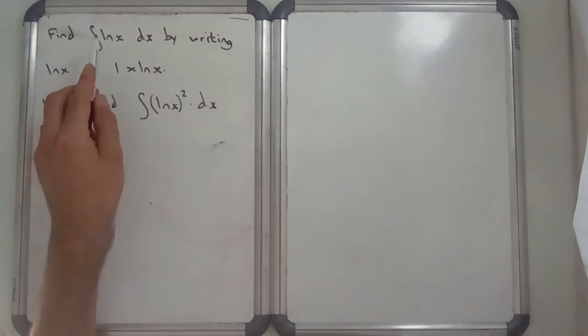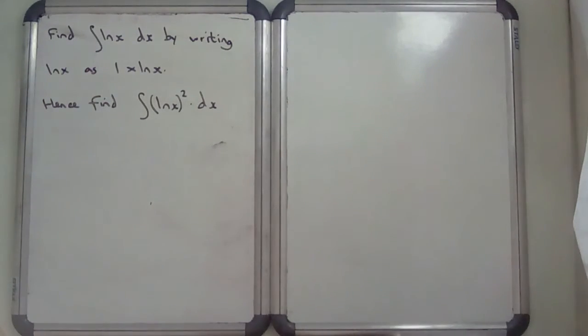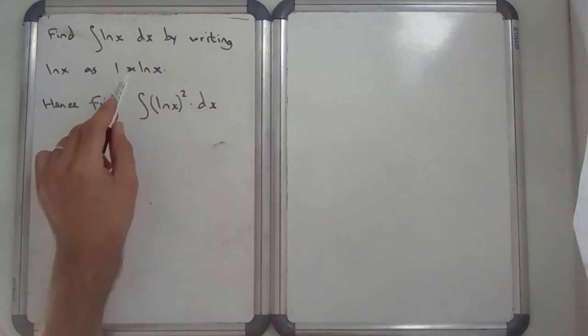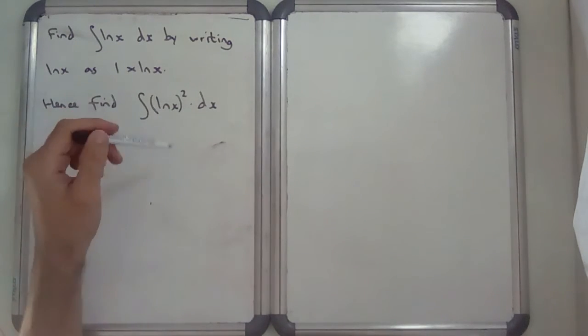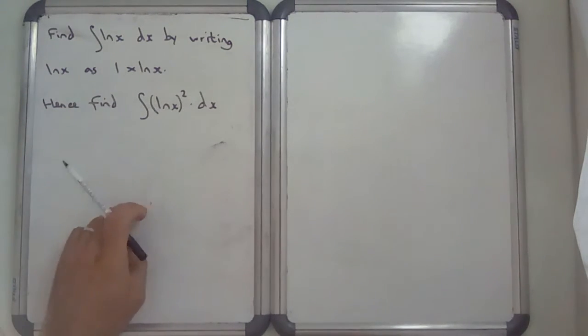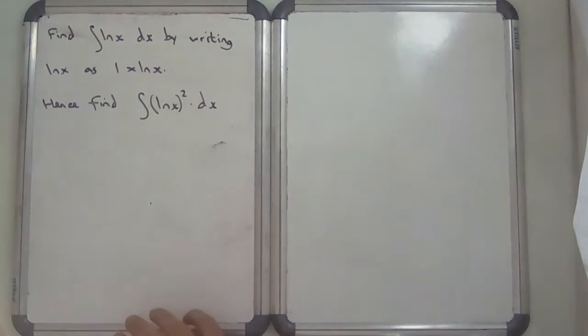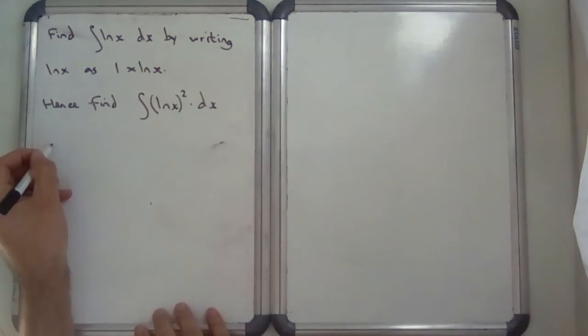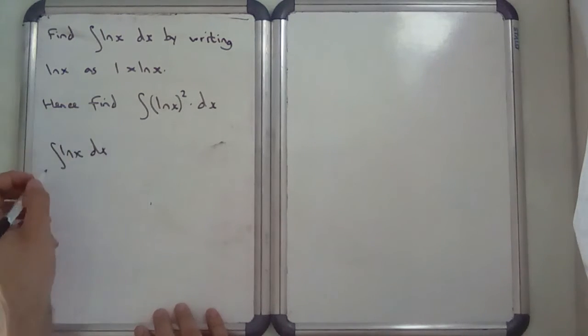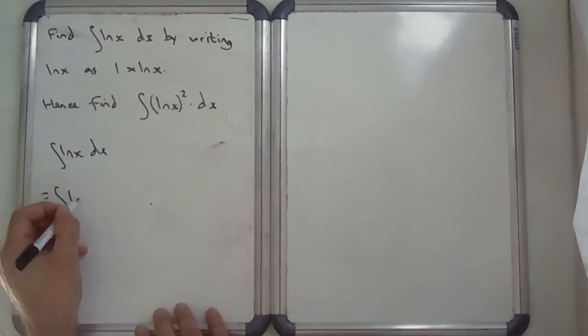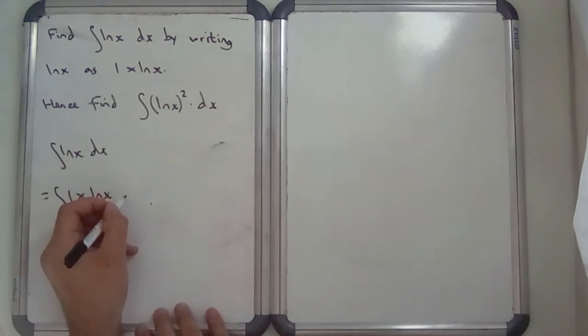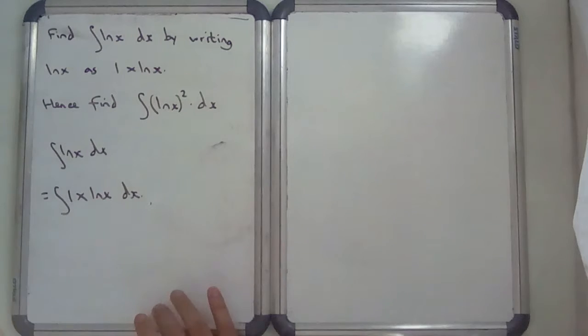Find the integral of ln x dx by writing ln x as 1 times ln x. Hence, find the integral of ln x squared dx. So we're going to start with the first bit. We're going to write the integral of ln x dx. Going to do exactly what we've been told to do, equals the integral of 1 times ln x dx. The reason why we're doing this is so we can use integration by parts.